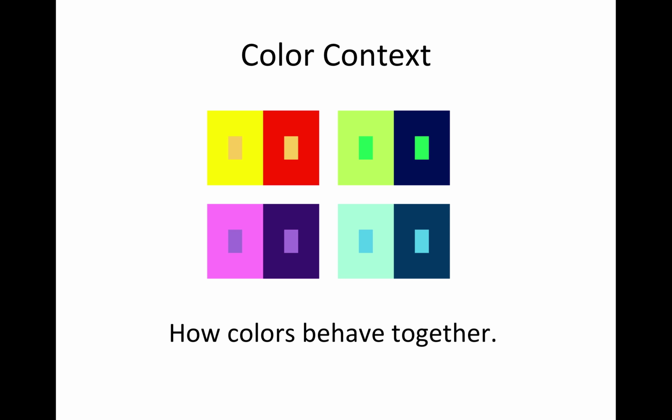It's also important to understand how the brain processes color and how they behave when they're mixed together. The small center rectangles are really the exact same rectangle. They're the same luminance. It's just that the different colored backgrounds make them appear to be brighter or darker.